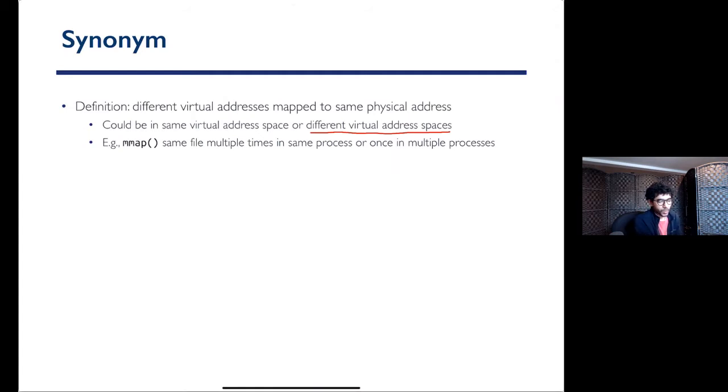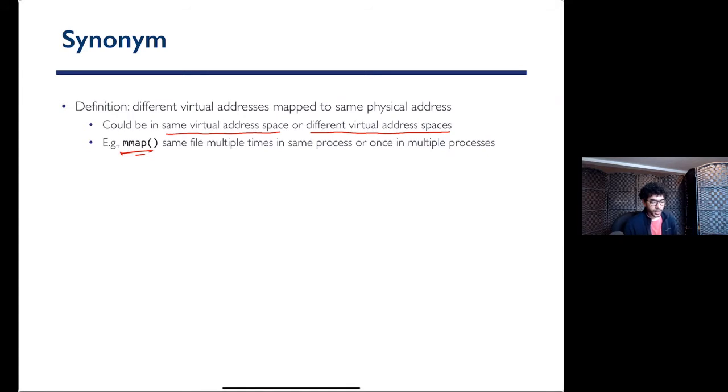You might ask, under what cases can we get two different virtual addresses from the same process pointing to the same physical address? Now, to explain that, I have to explain an example with memory map. So what is memory map? I kind of introduced memory map in the previous lectures.